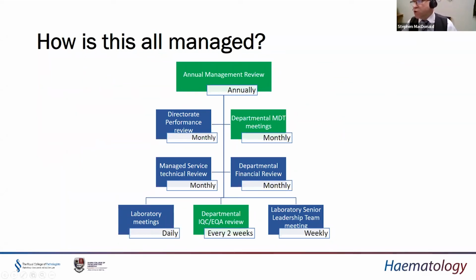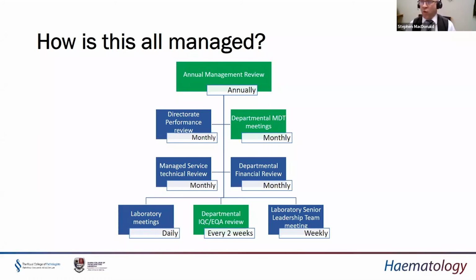So I've drawn a little tree here of the different meetings and interactions that we have where clinicians and laboratory staff discuss over different timeframes to make sure that all of these things are being covered. So laboratory staff keep abreast of things on a daily perspective from the laboratory management perspective, and we feed that into departmental quality meetings, so IQC, EQA meetings, which we have every 2 weeks, which then feed into the sort of multidisciplinary and directorate-wide managerial reviews of performance.